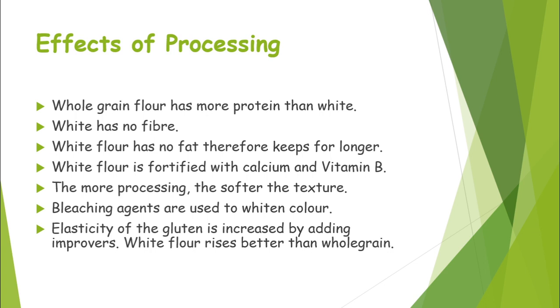The more we process, the softer the texture is going to be. Bleaching agents are used to whiten the color of the flour, and we can increase the elasticity of the gluten by adding some improvers. White flour rises better than whole grain because bran interferes in the leavening of the dough.